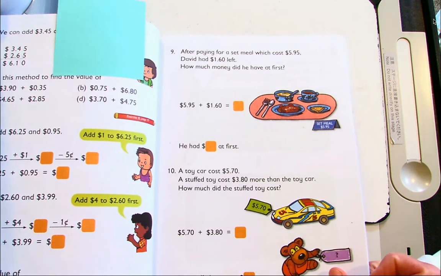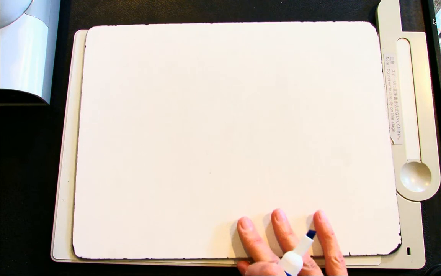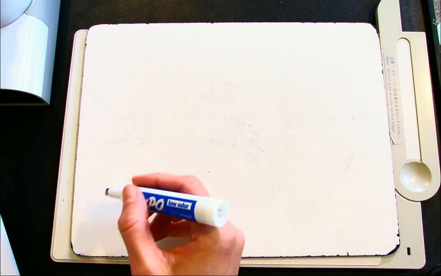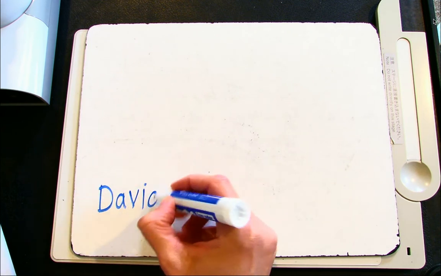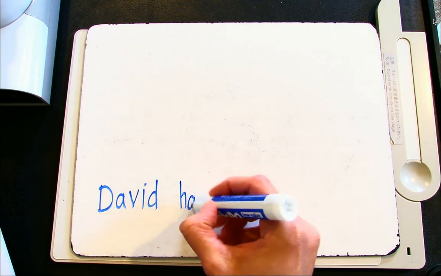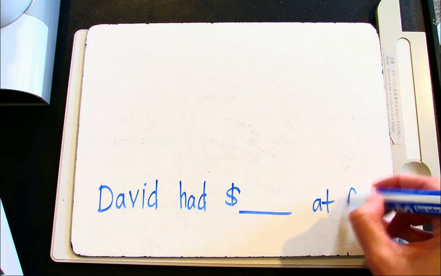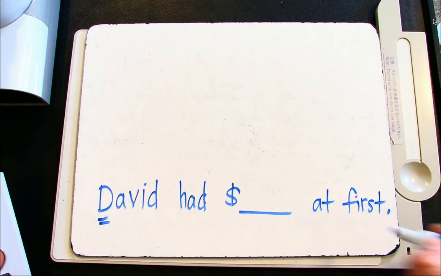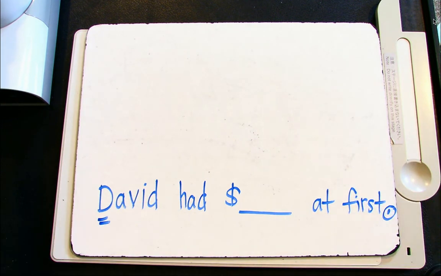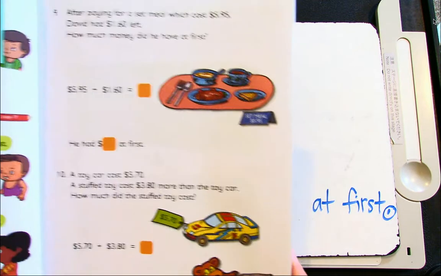But I'm going to go ahead and write it down at the bottom of my little whiteboard here. And I am going to use David's name. How are you doing, David? All right. So David had blank at first. All right, and I've got my capital letter and my end mark. Awesome. All right, so that is our answer sentence that we have at the bottom.